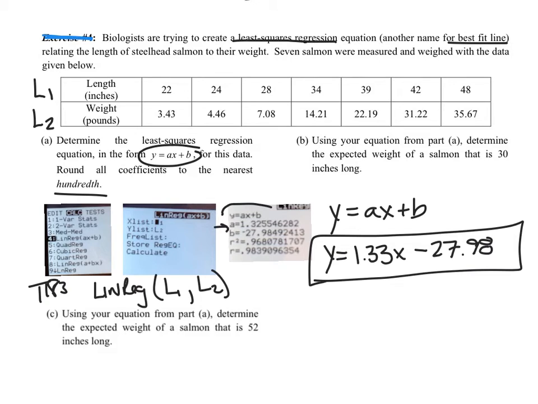Part B says, using your equation from Part A, determine the expected weight of a salmon that is 30 inches long. Again, this is simple. You're just going to take 30 inches and you're going to say, okay, was the inches the x value or the y value? X obviously comes before y. And if I match up my units, it looks like the inches, so I'm just going to plug 30 into the letter x.